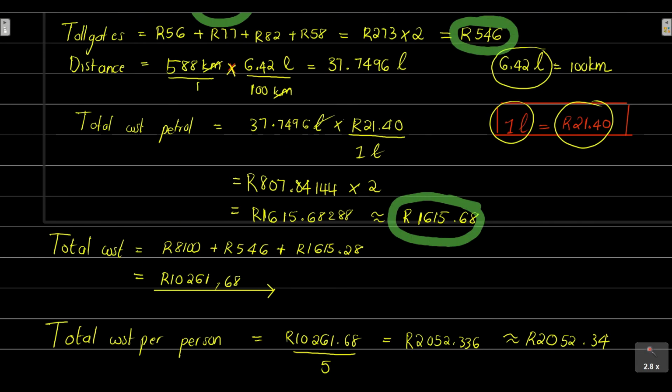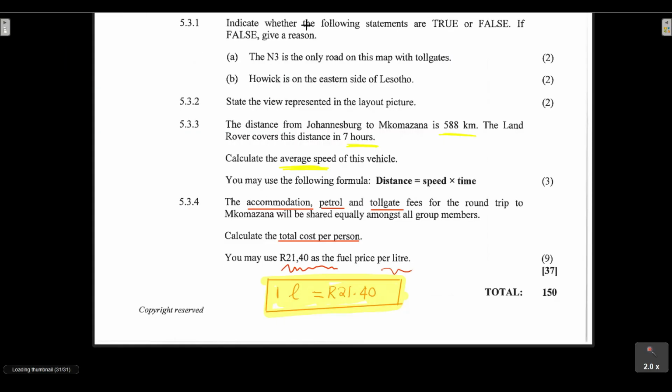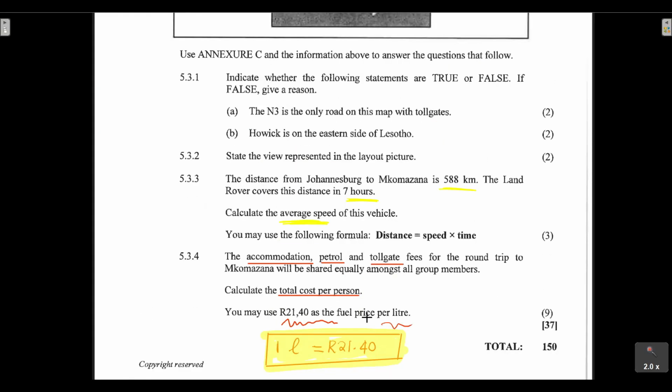All right, so I hope you guys enjoyed this video tutorial. Just a tip in terms of my teaching style, guys. I think it makes it so much easier when you're given a statement that tells us something is equal to something. Most especially here, they're telling us you may use 21 Rand and 40 cents as the fuel price per liter. So you can just say that statement is telling me that 1 liter is equal to 21 Rand and 40 cents.